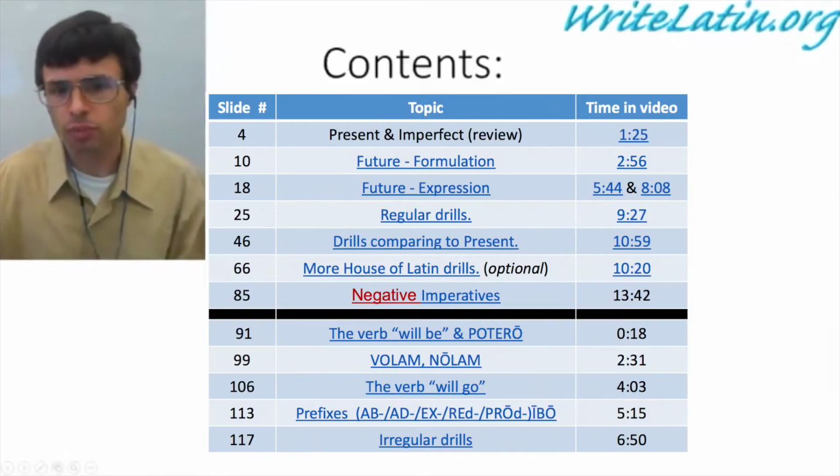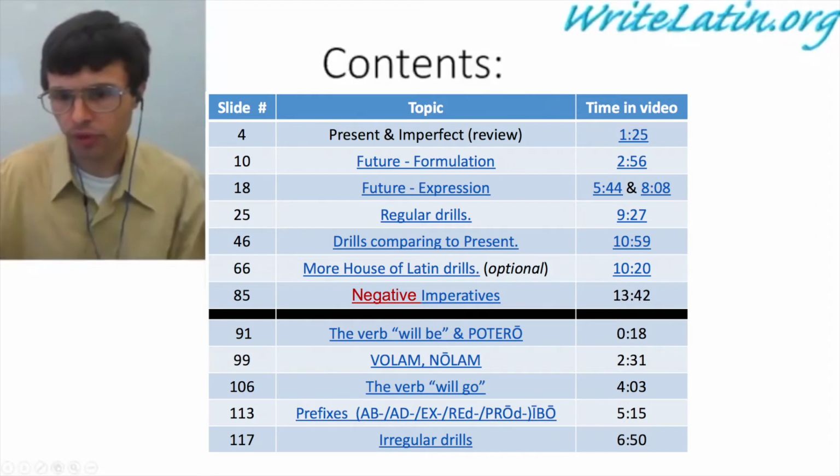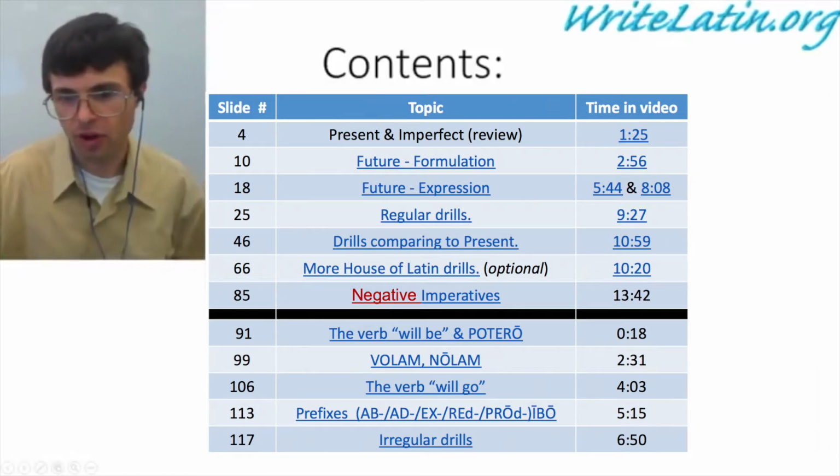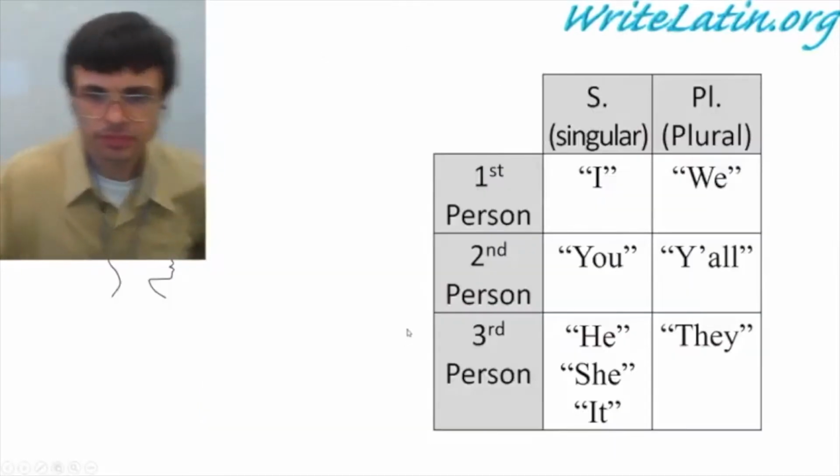Today we're going to briefly review the present and imperfect, which with the future together constitute the present system. And then we're going to learn how to formulate the future, how to express it, and then we'll do two kinds of drills. And we'll finish by learning negative imperatives, like don't blank.